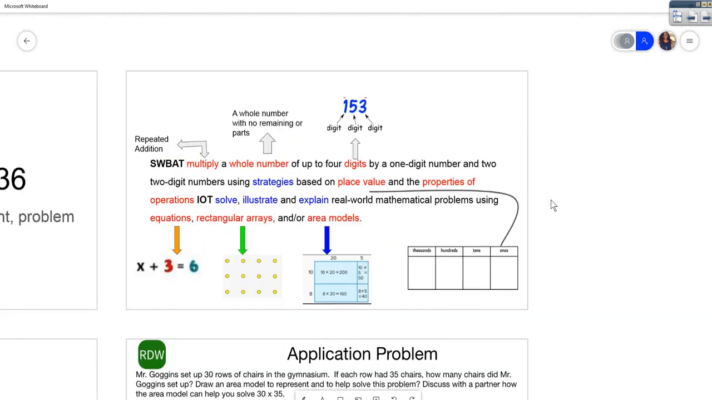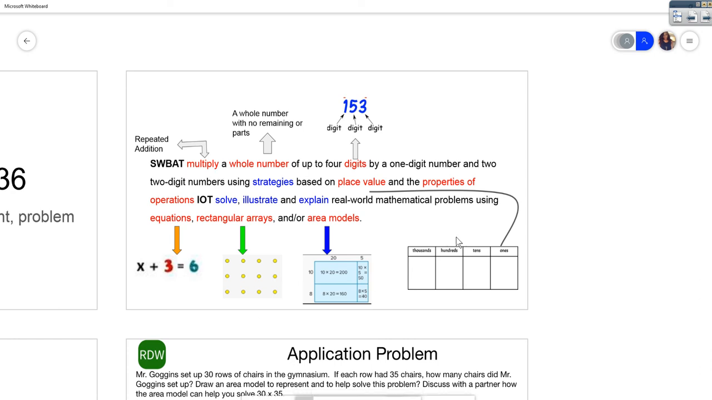Today we will be able to multiply, which is, remember, repeated addition, a whole number, a number with no remaining parts. We're not going to multiply a decimal today. And we're going to be working with up to 4 digits, so your answer sometimes will have 4 digits. But we're actually going to be multiplying two-digit numbers, so 30 times 30 or 30 times 21. We're going to use strategies today to help us solve it.